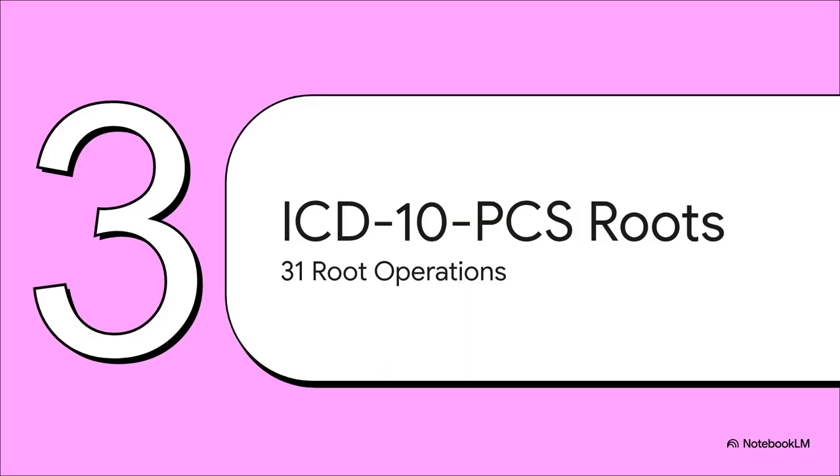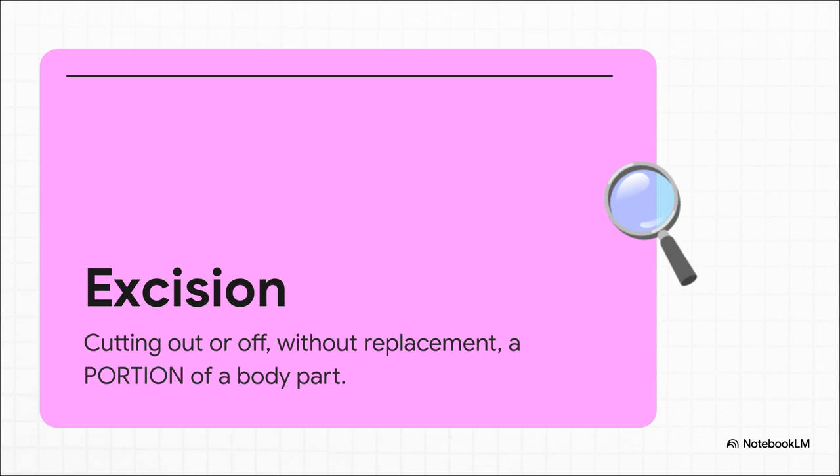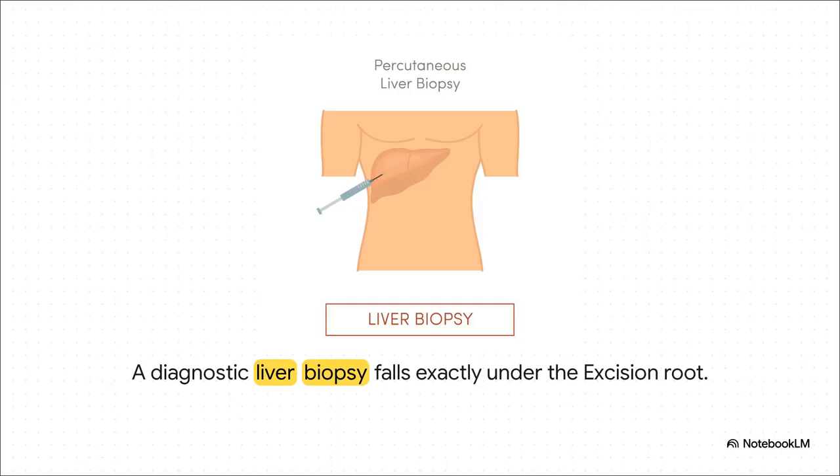Which brings us nicely to Section 3. Let's get into the fascinating linguistics of ICD-10 PCS root operations. We are zooming down to the micro level now, where a single word changes everything. Take excision. In everyday conversation, a doctor might say they excised something, just meaning they cut it out. But in the strict 31-root operation dictionary of ICD-10 PCS, excision has a super narrow definition. It literally only applies when a segment or a portion of a body part is cut out, without replacement. Think of a breast lumpectomy or taking out a cyst. It's just a piece.